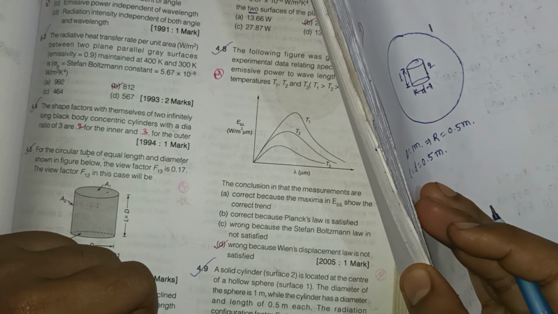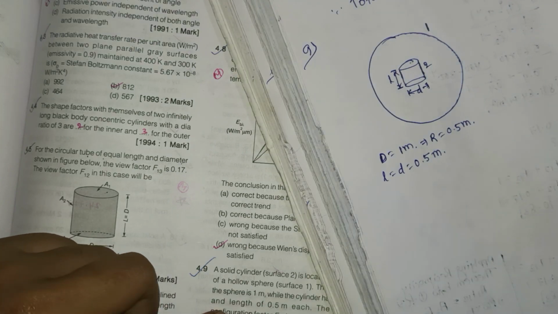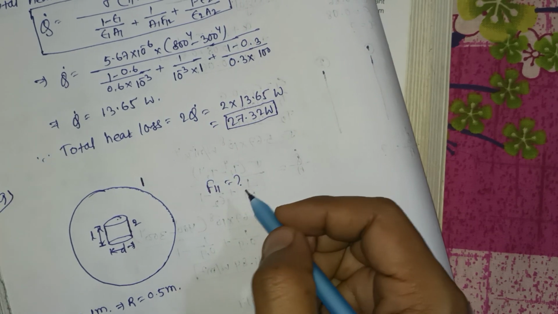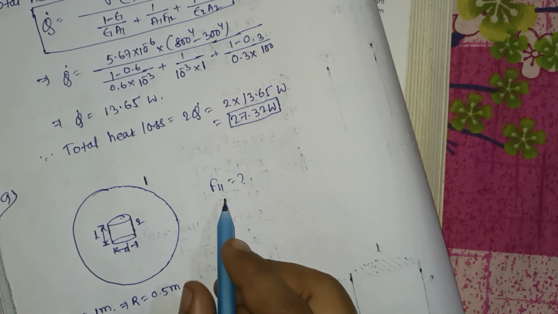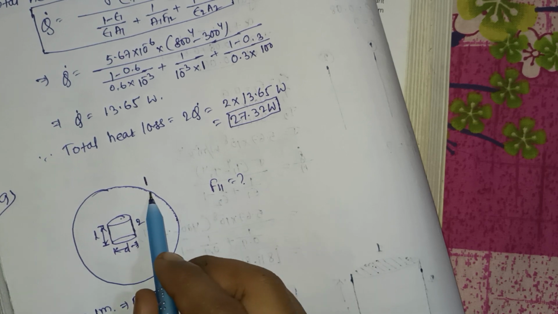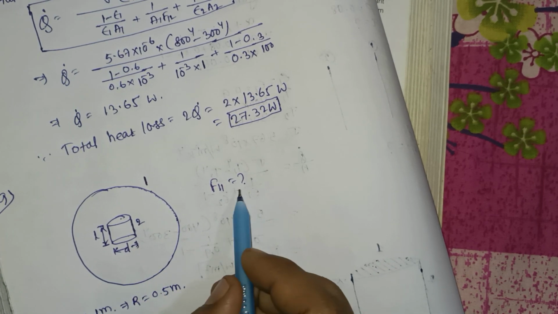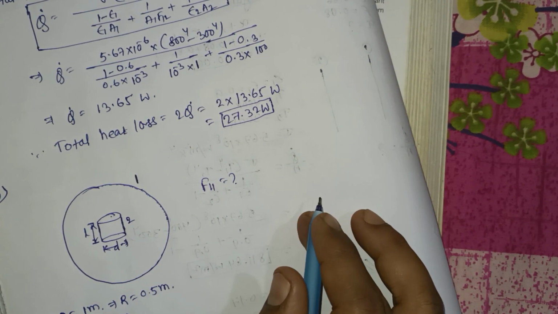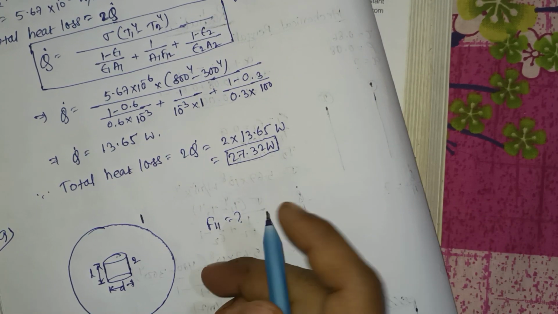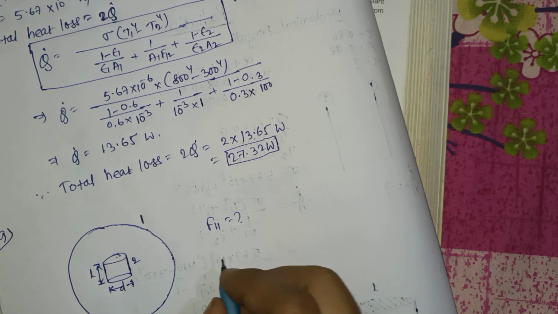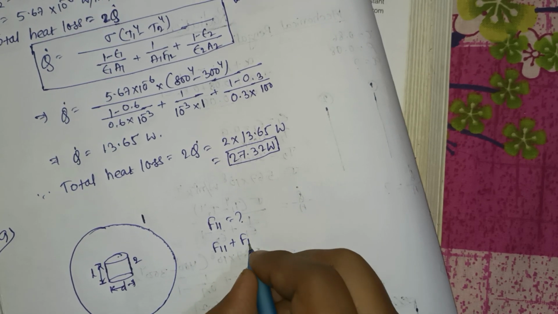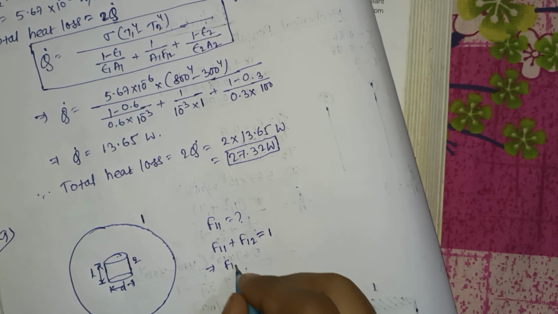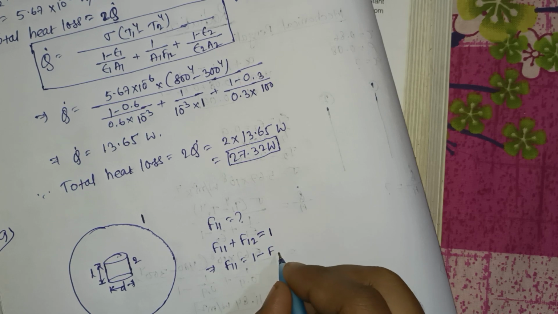So for the radiation configuration factor, you have to find the value of F11. That means the fraction of heat transferred from surface 1 to surface 1. How do you calculate this? Using the summation rule, F11 plus F12 equals 1. From here, F11 equals 1 minus F12.